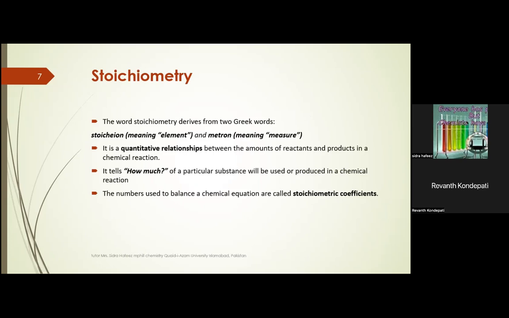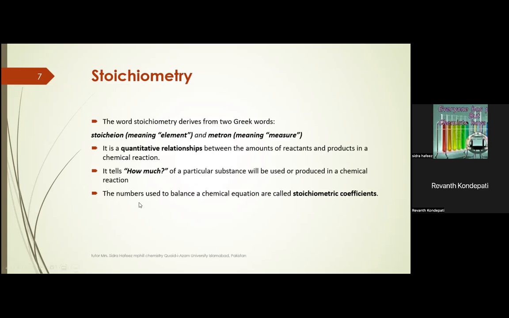Now, stoichiometry. The word stoichiometry derives from the two Greek words stoichion, meaning element, and metron, meaning measure. So, it is a quantitative relationship between the amounts of reactants and products in a chemical reaction, and it tells how much of a particular substance will be used or produced in a chemical reaction. So it will tell you how much of the reactant will be required and how much product will be produced.